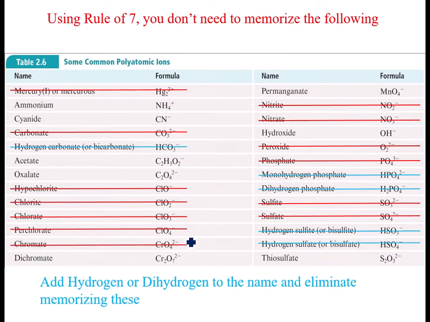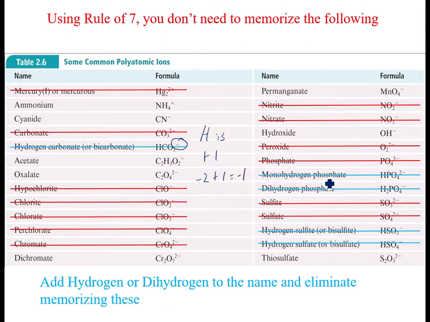And if I add hydrogen or dihydrogen to the name, then I can eliminate this hydrogen carbonate. So I take carbonate and I add a hydrogen to it. And hydrogen's a +1. So a -2 plus 1 gives me a -1. And that's what I have right here.